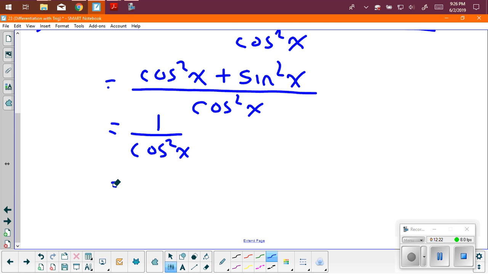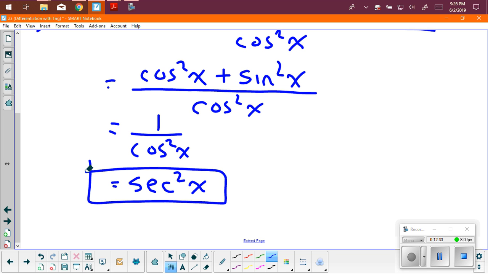And 1 over cosine is really secant. So secant squared x. And we're done. That is the derivative of tan, secant squared x. So a little experiment. You might want to try working out what the derivatives of cosecant and secant and cotangent are and see what those are. Okay, so that's the end of the lesson.